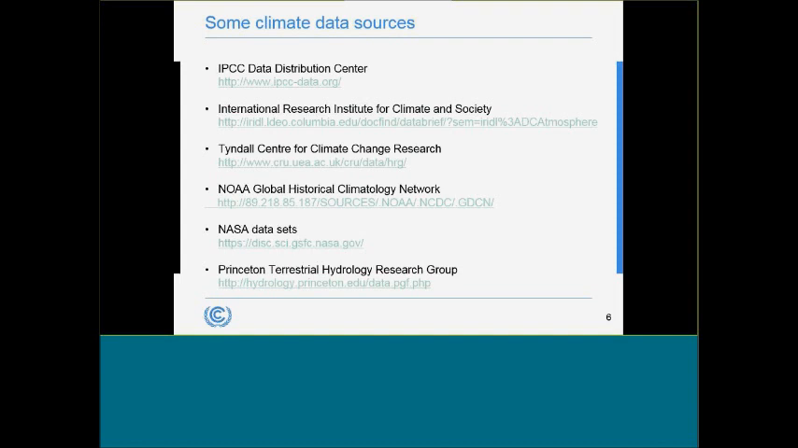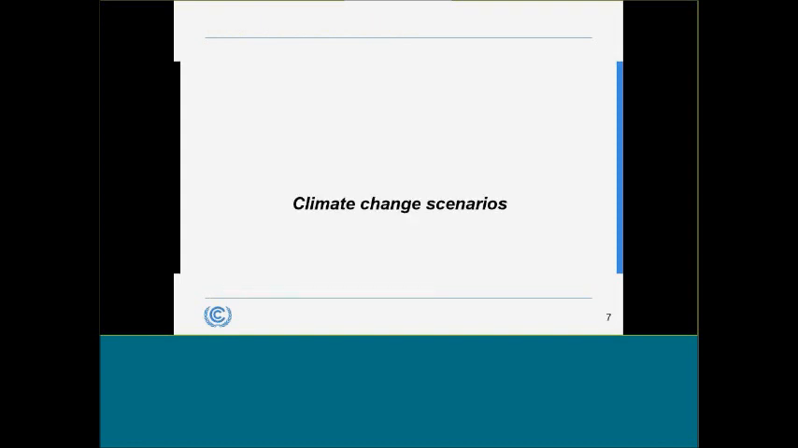The next two are data sources from the United States that are global: NOAA's Global Historical Climatology Network, and NASA, which also has some data sets. And the final one is the Princeton Terrestrial Hydrology Research Group, which has gridded data around the world that's been used in many studies as well. So again, these links should work, but if there are any issues, please let us know. And there may be other data sets too that we haven't included, and we welcome your input on those.